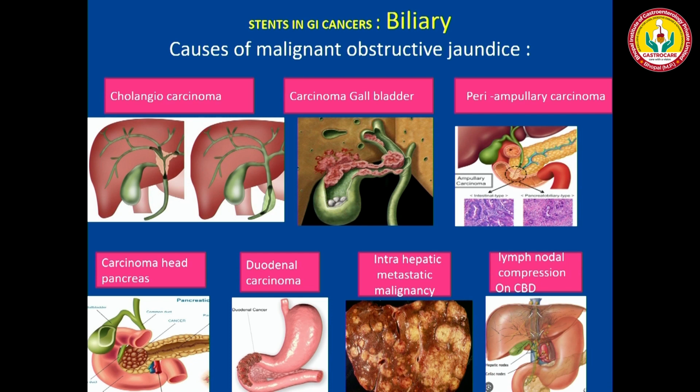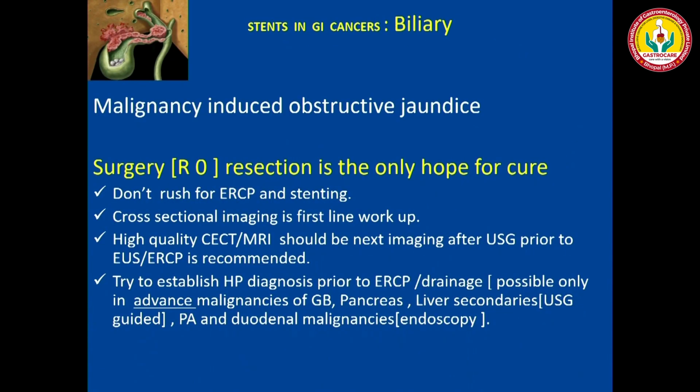In patients who have malignant biliary obstruction because of a variety of reasons, you can place a stent, but the important point I want to highlight here, before placing any stent in patients who have biliary malignancy, is that surgery with R0 resection is the only hope for cure. So don't rush for ERCP and stenting in these patients.